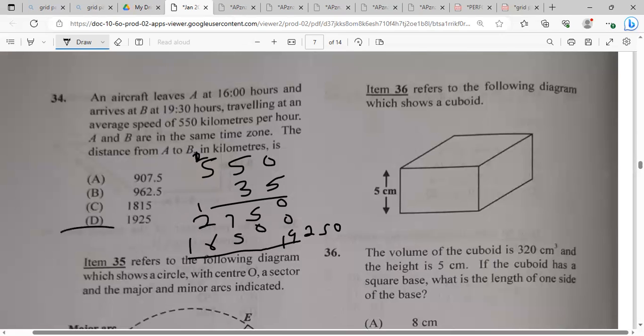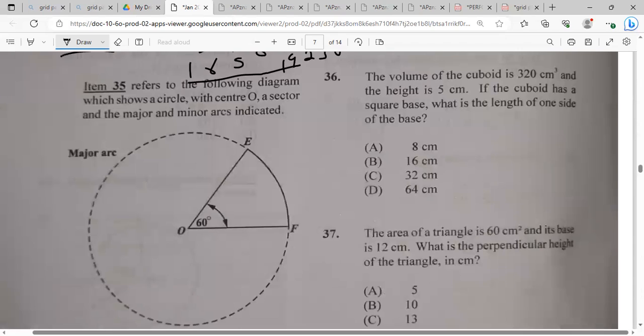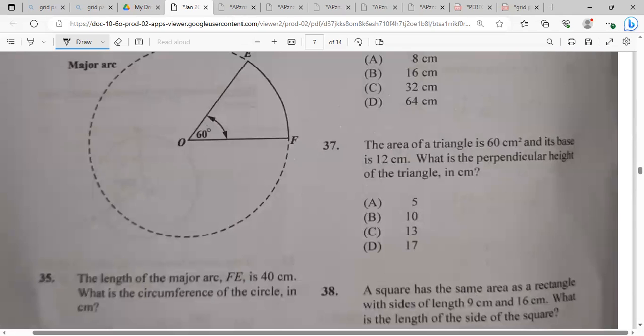Alright. Check out my other video and hit... Item 35 refers to the following diagram. We have a circle with center O and a sector, with the major and minor arc indicated. The length of the major arc FE is 40 centimeters. What is the circumference?